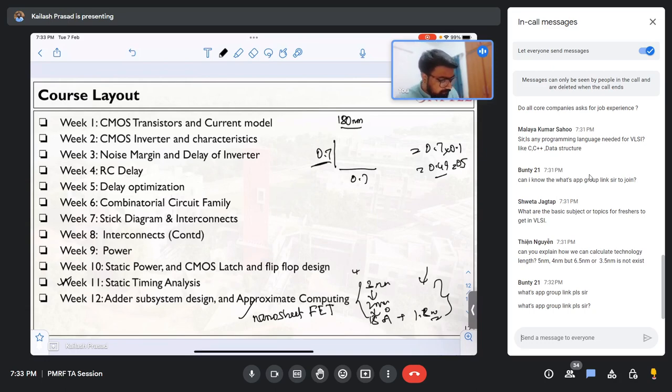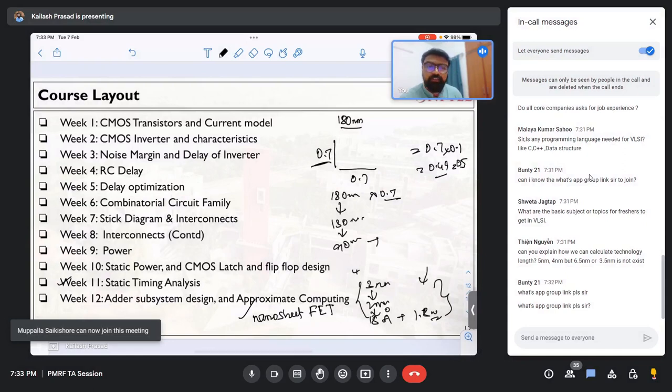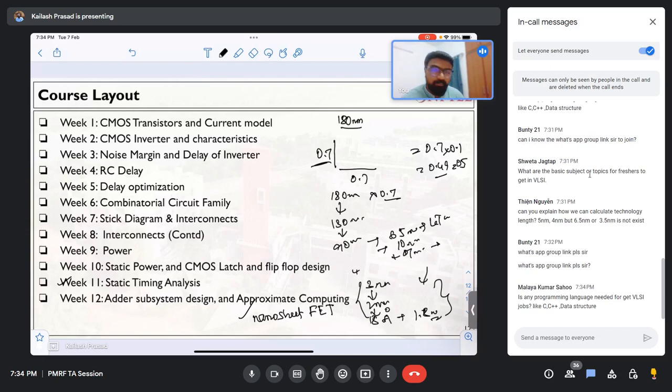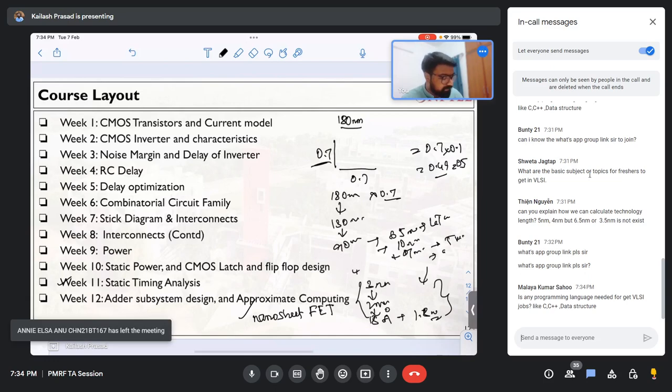So if you move from 180 nanometer to the next technology node, you have to multiply with 0.7. So this will be around 130 nanometer. Then you multiply with 0.7, it will be around 63, so the technology is 65, then 45. And similarly, we have 10 nanometers. If you multiply 10 with 0.7, you have 7 nanometer. If you multiply 7 with 0.7, which is 4.9, that is 5 nanometer. Then you multiply with 0.7, that will be 3 nanometer actually.